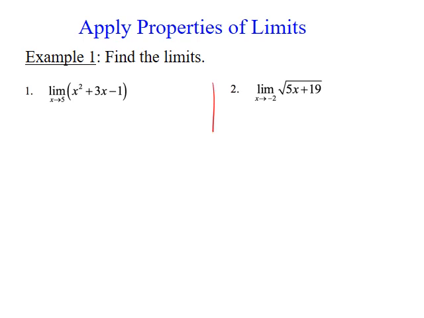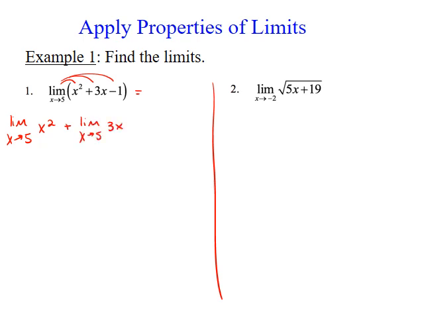So here we have two examples, and this first one we want to find the limit of this polynomial. So what we'll do is we will just take the limit of each of these separately. So first, this is equal to the limit as x approaches 5 of x squared plus the limit as x approaches 5 of 3x minus, because we have a subtraction sign here, the limit of 1 as x approaches 5.